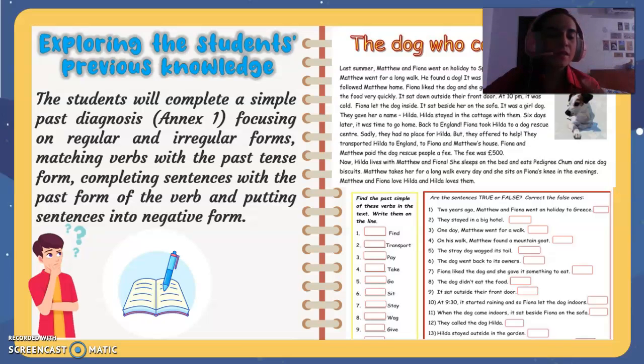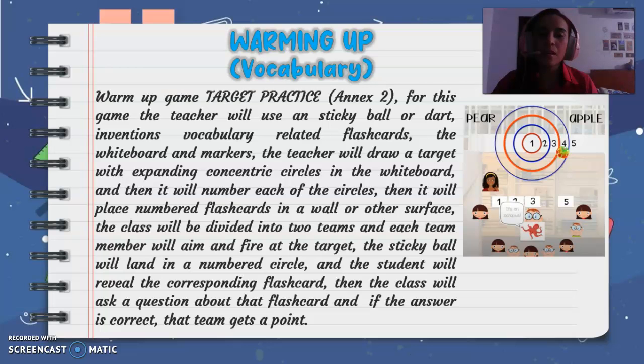We're going to use this reading about a dog who came to stay. This is a short reading, and this is a short screenshot that I took. After they read this, they're going to select true or false. This helps them to analyze each one of the possibilities because they need to pay attention to the verbs and the structures, and have critical thinking.